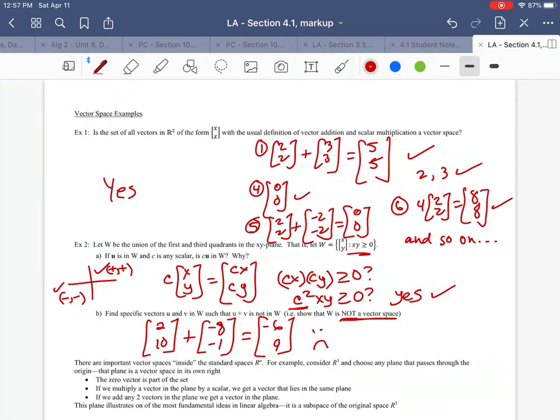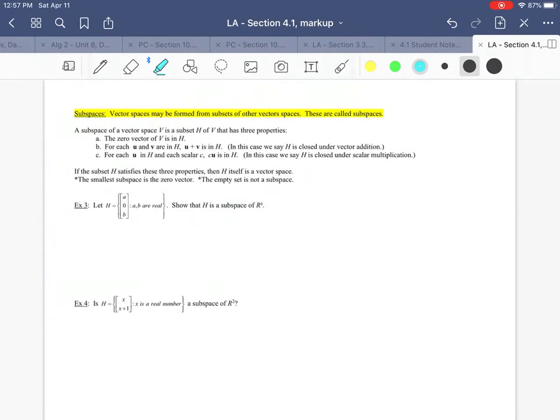All right, so what we're going to do next is there are vector spaces inside other vector spaces, and those are called subspaces. When you have vector spaces inside of other ones, that's called a subspace. To be a subspace, the 0 vector has to be part of the set. If you do scalar multiplication, it has to work. And if you add 2 vectors in the set, you get a third vector in the set. So if something's a subspace, those 3 things have to be true. That's what this part is explaining right here.